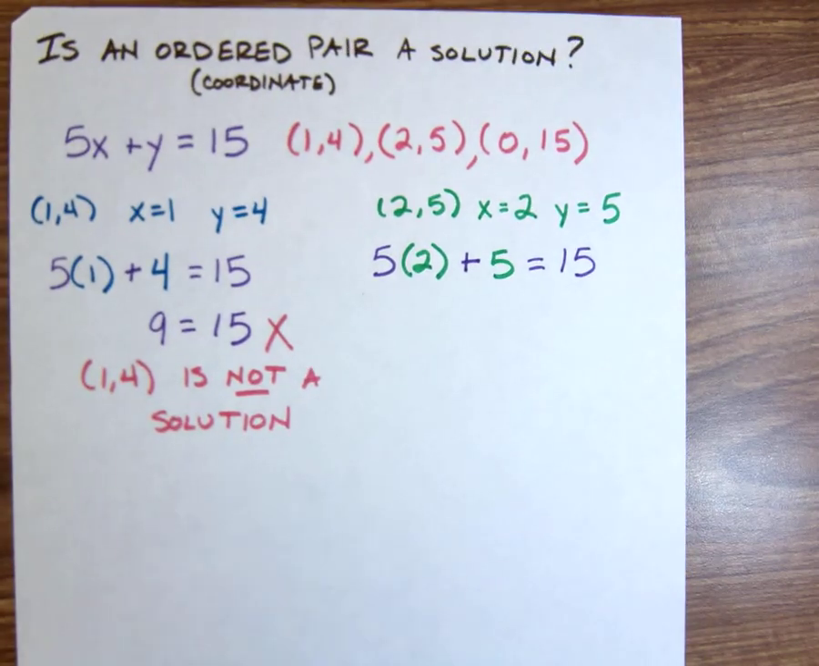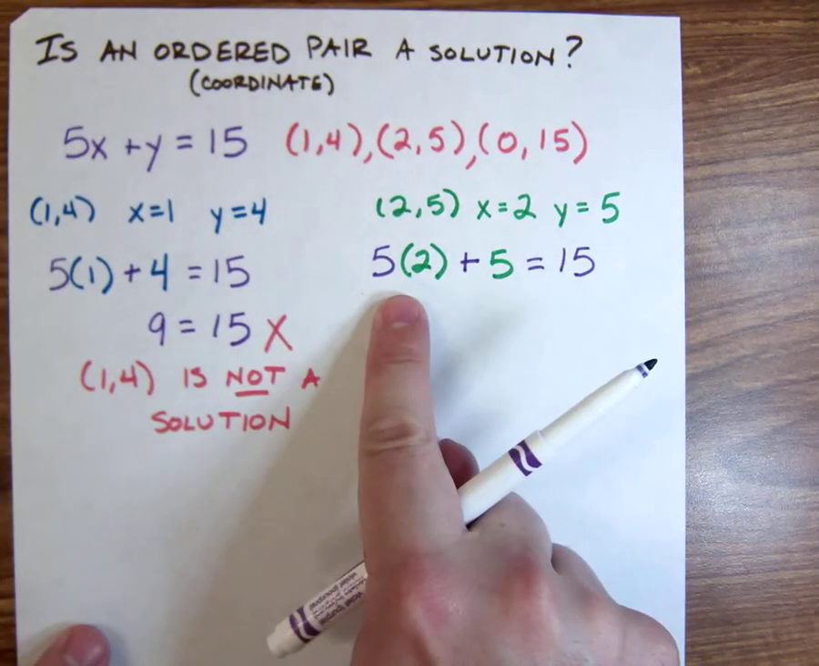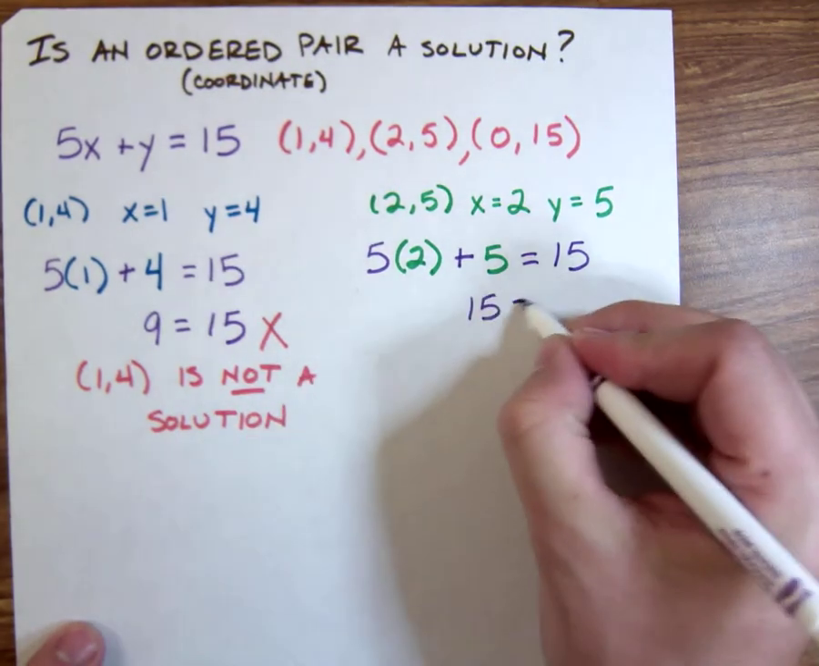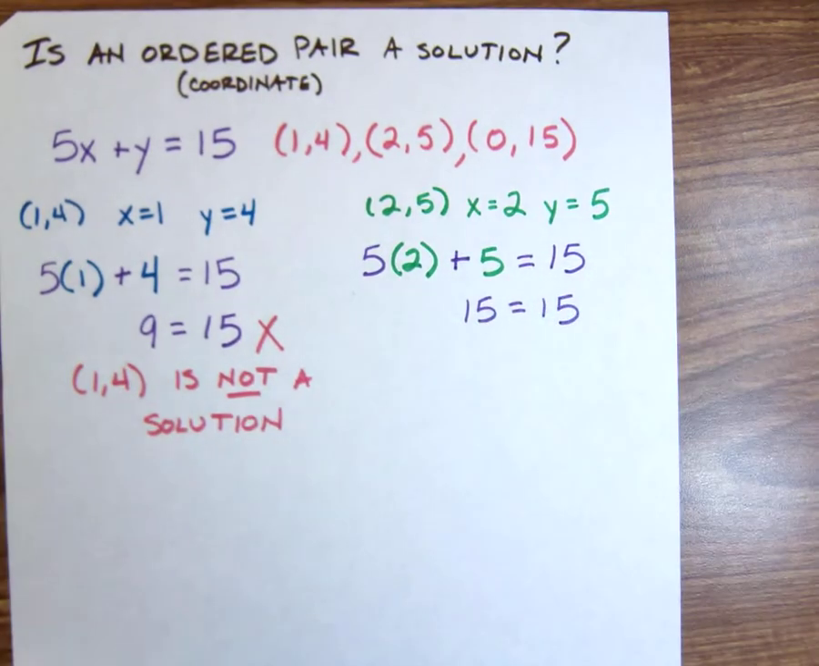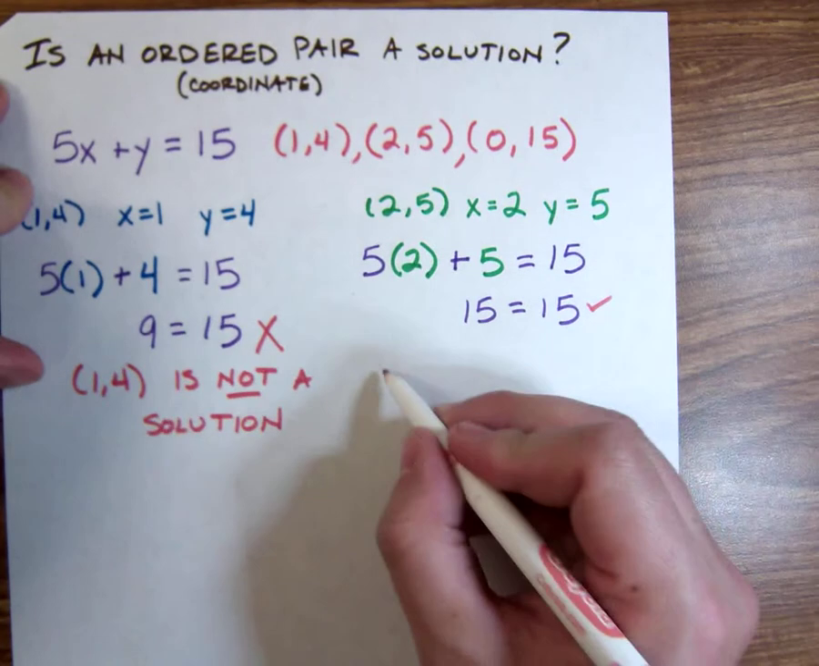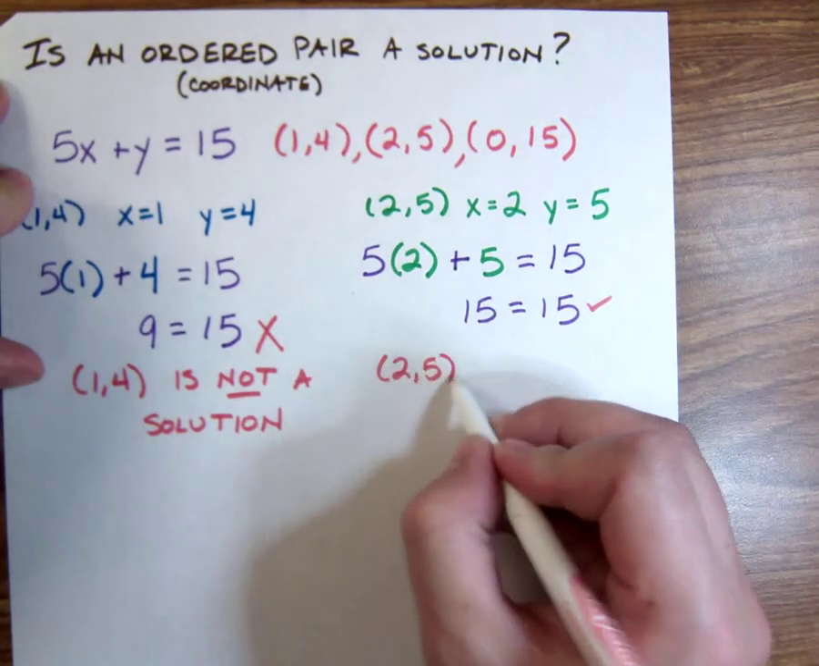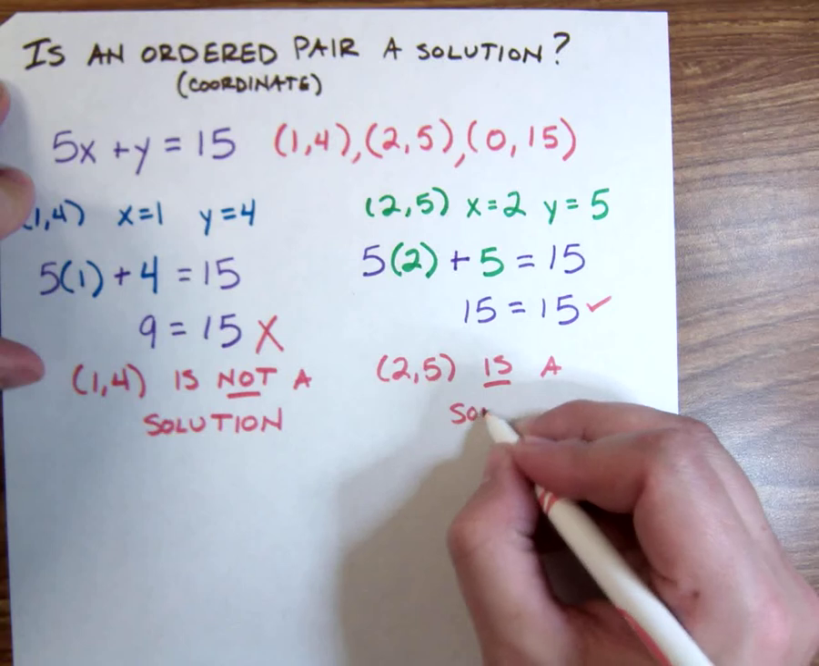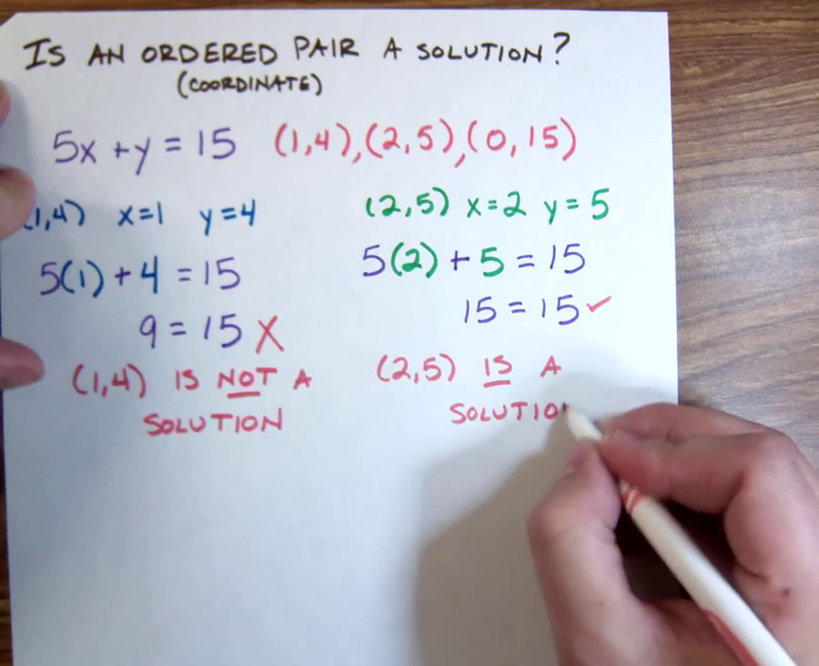All right, let's solve it. 5 times 2 plus 5. So I end up with 15 equals 15. All right, use your calculators if you need to. Does 15 equal 15? Yes, it does. So that tells me (2, 5) is a solution.